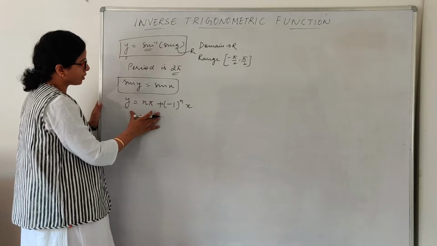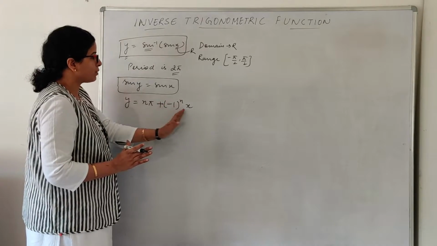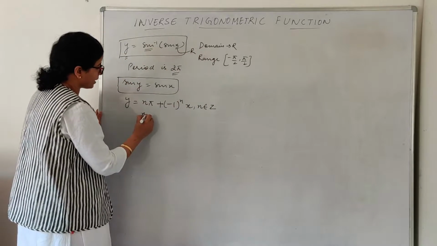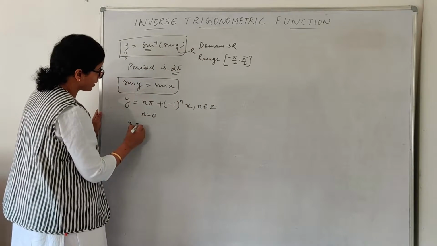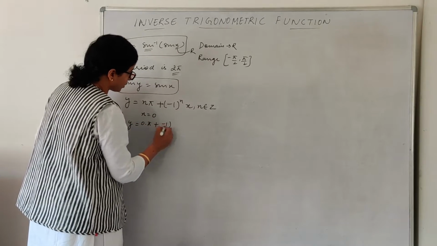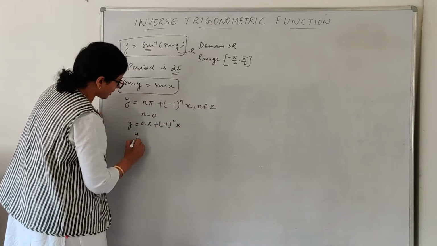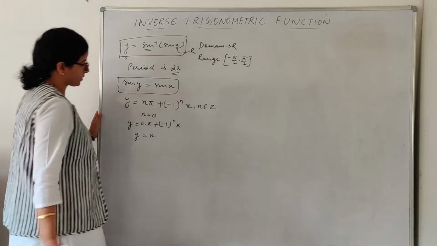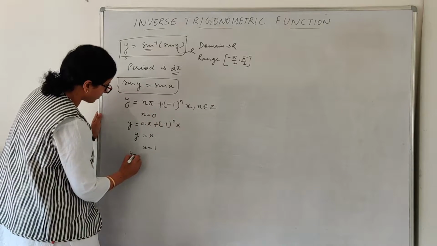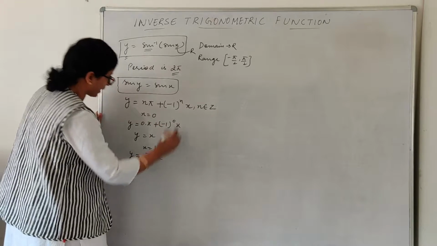Now when we are talking about the general solution, we can give values to n, where n belongs to Z. So give n is equal to 0. When you substitute 0 here, 0 into pi plus minus 1 to the power 0 x, I am getting y is equal to x. If I substitute n is equal to 1, what am I getting? y is equal to pi minus x.